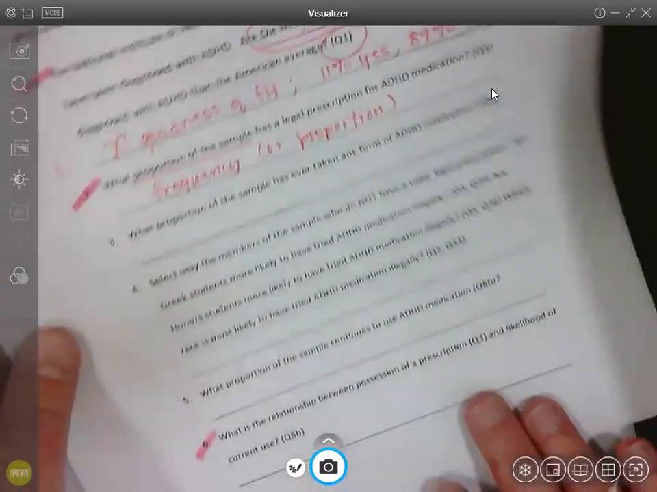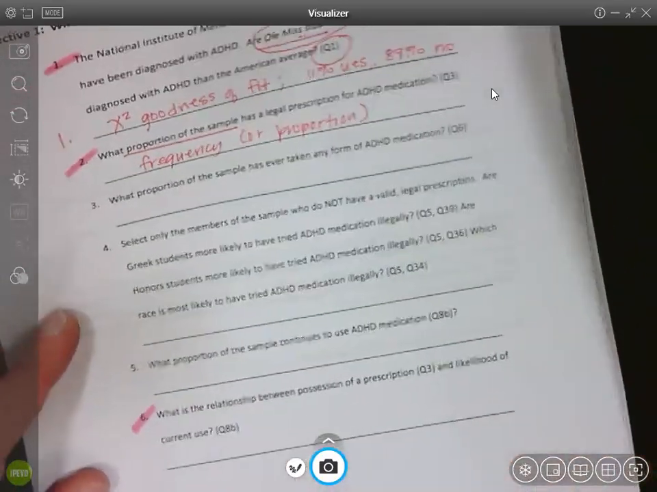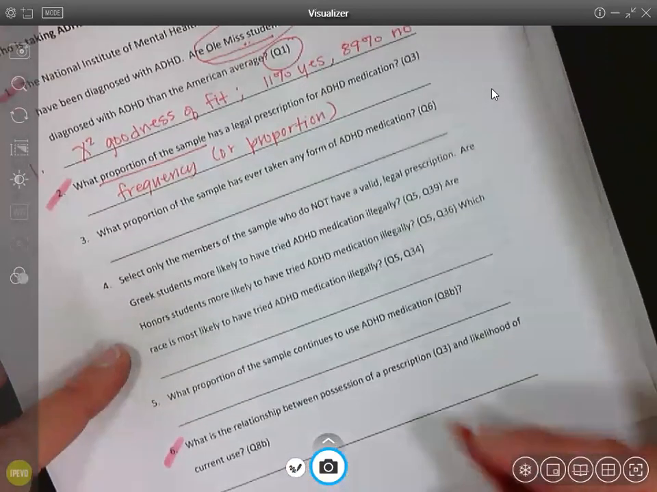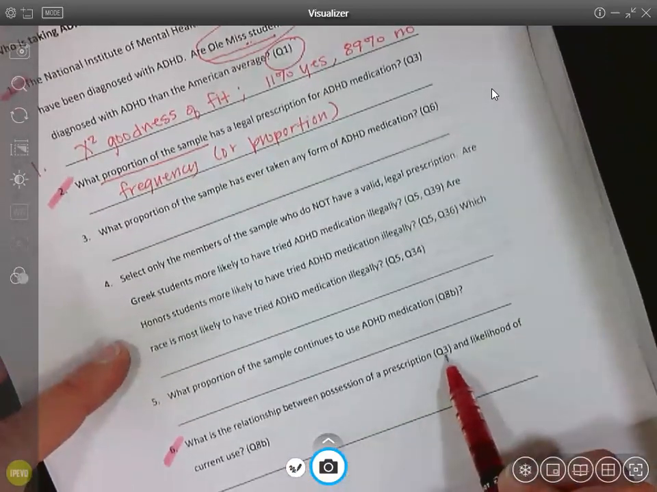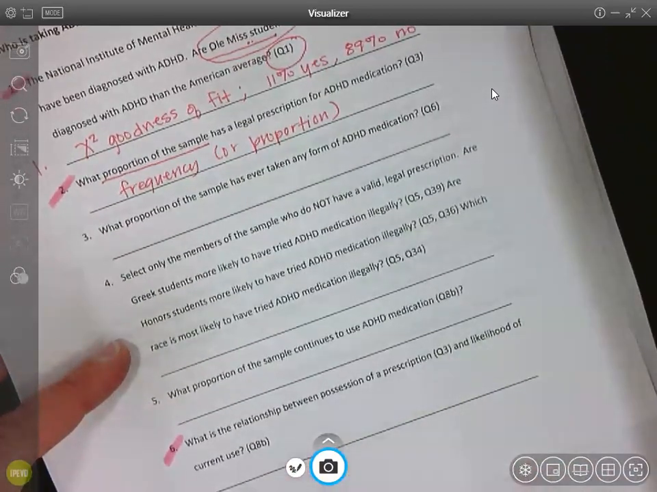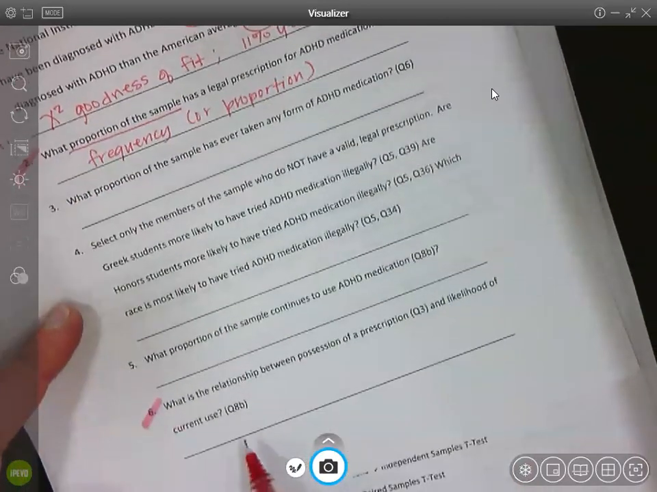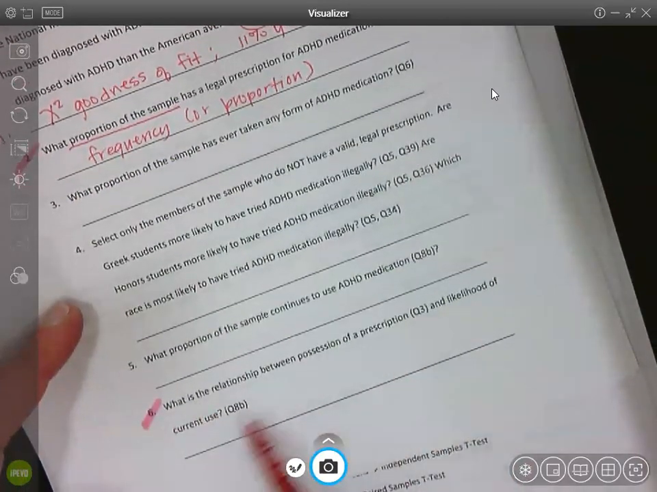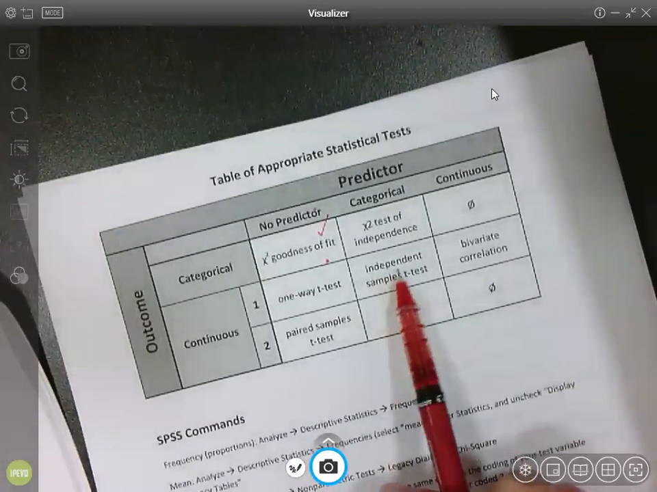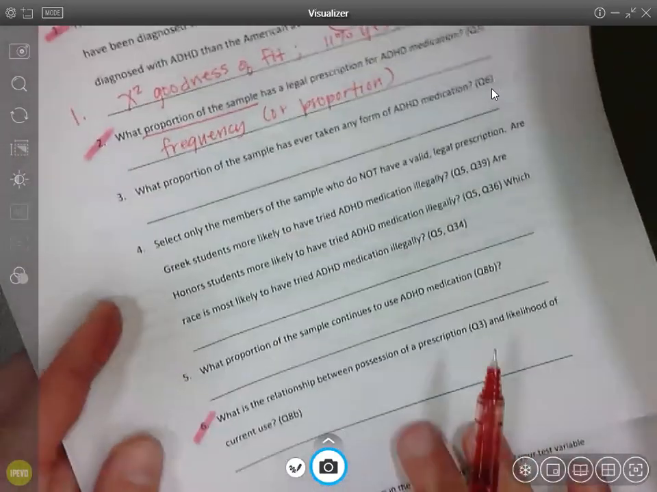Let's jump down to number 6. What is the relationship between possession of a prescription and likelihood of current use? Remember our first question here: this doesn't reference the sample, so we know that we're going to need one of these inferential statistics. The question is which one?